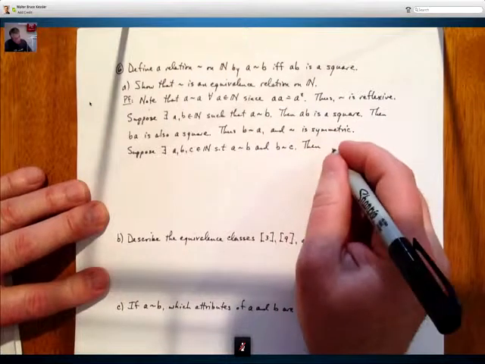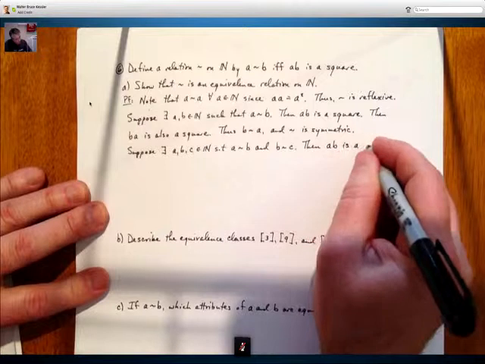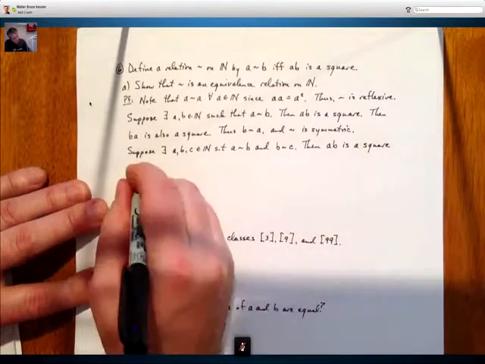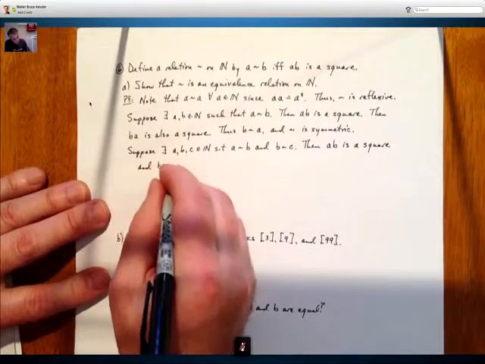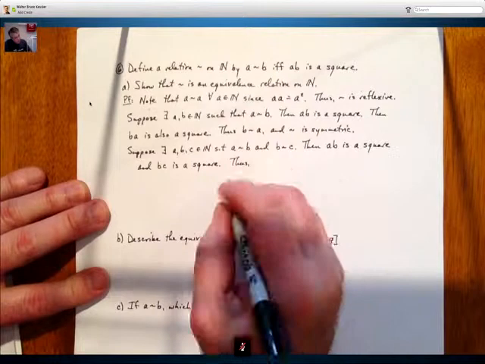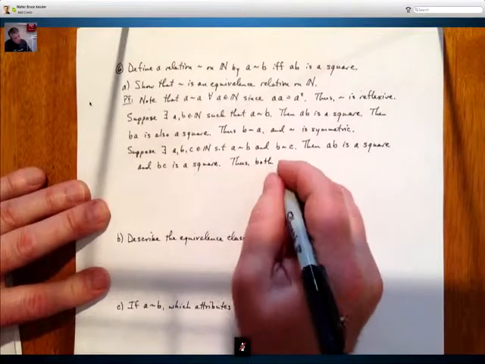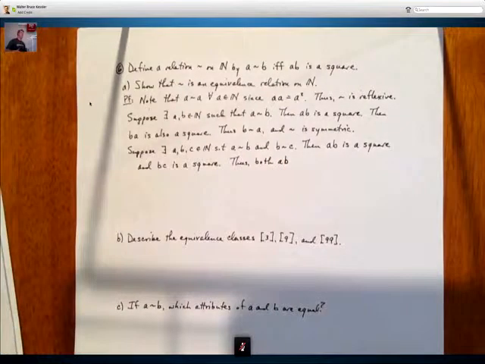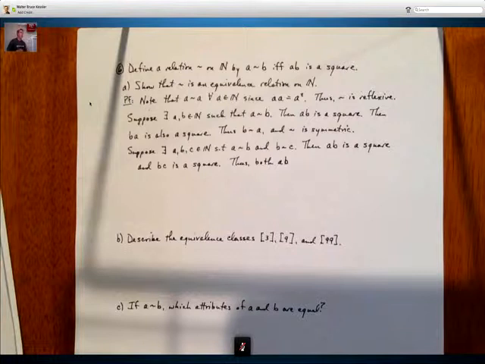Then what does this mean? Then AB is a square and BC is a square. Thus, both. Now, I want to think of this in terms of not which square, but the property that if it is a square, that means that whatever primes occur in AB and BC, there have to be an even number of each prime. Okay, that's the only way you can take a square and not have an irrational square root pop up.